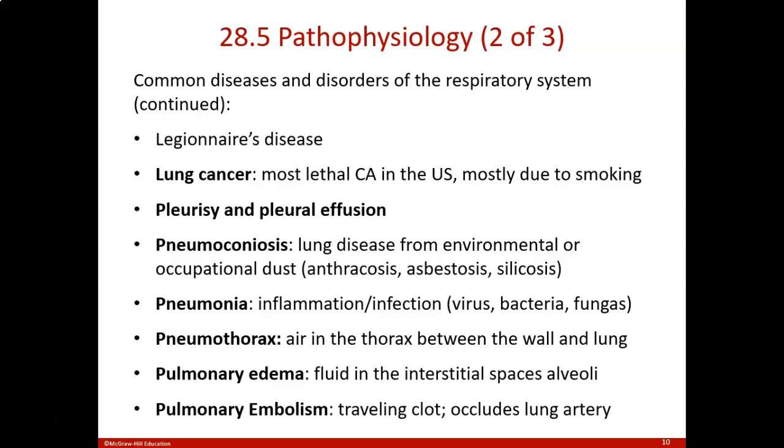Then we go to something called pneumoconiosis. And pneumoconiosis is basically a lung disease that's from environmental or occupational dusts. And so the 3 categories of this are anthracosis, which is black lung disease from coal inhalation, asbestosis, which is from the inhalation of asbestos particles, and silicosis, which is the inhalation of silica.